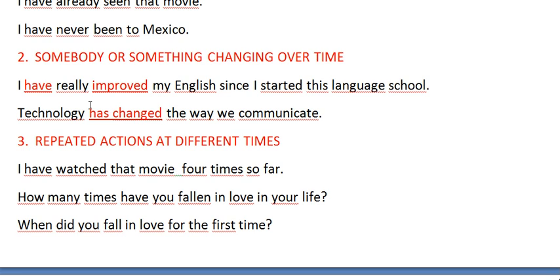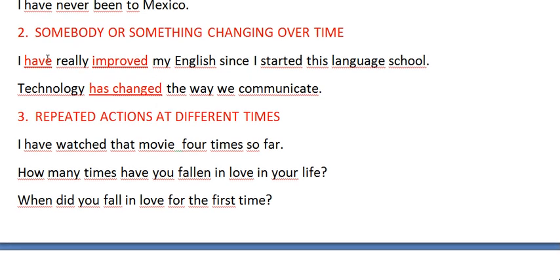So let's go to the second one: somebody or something changing over time. What does it mean? Something is changing over time. I have really improved my English since I started this language school. So in the past, I started this language school, but from that time until now, I have really improved. You know, there is something changing. Maybe when I started this school, my English was not good, but now I have really improved my English. So this is something changing.